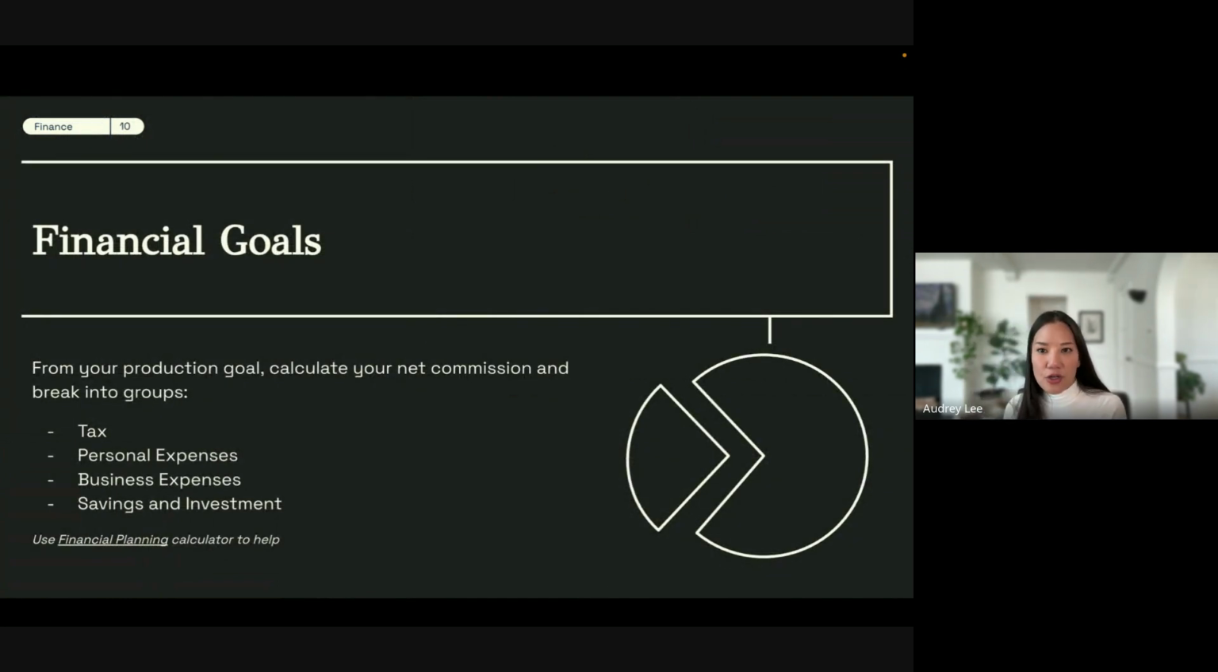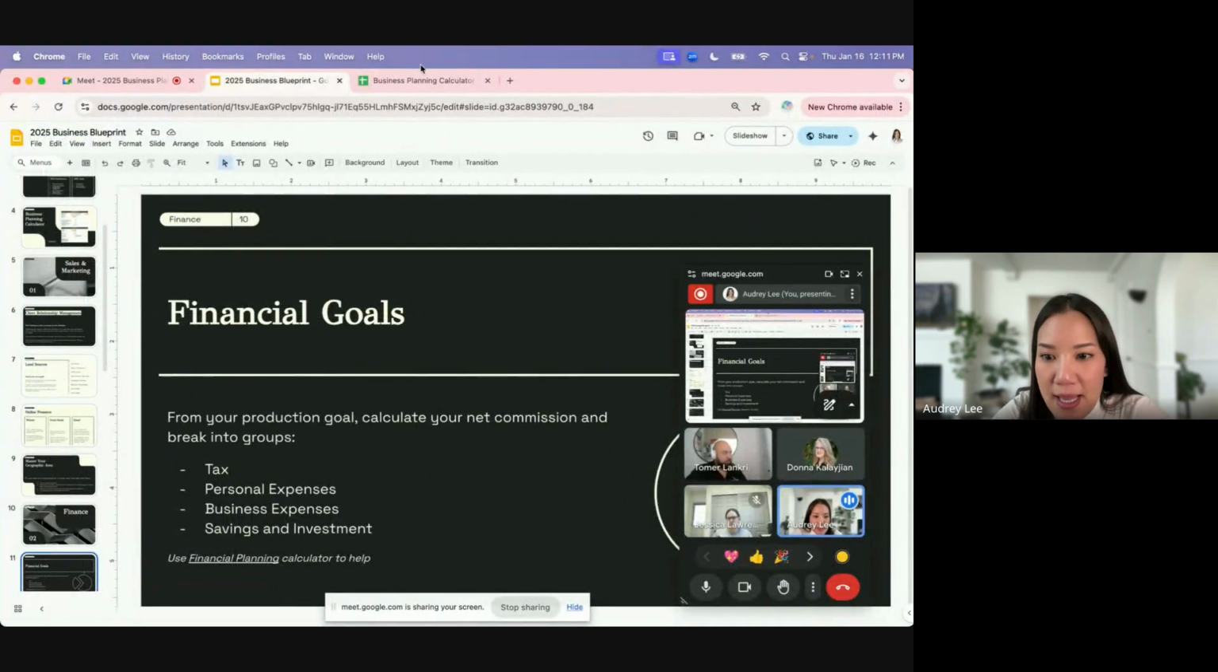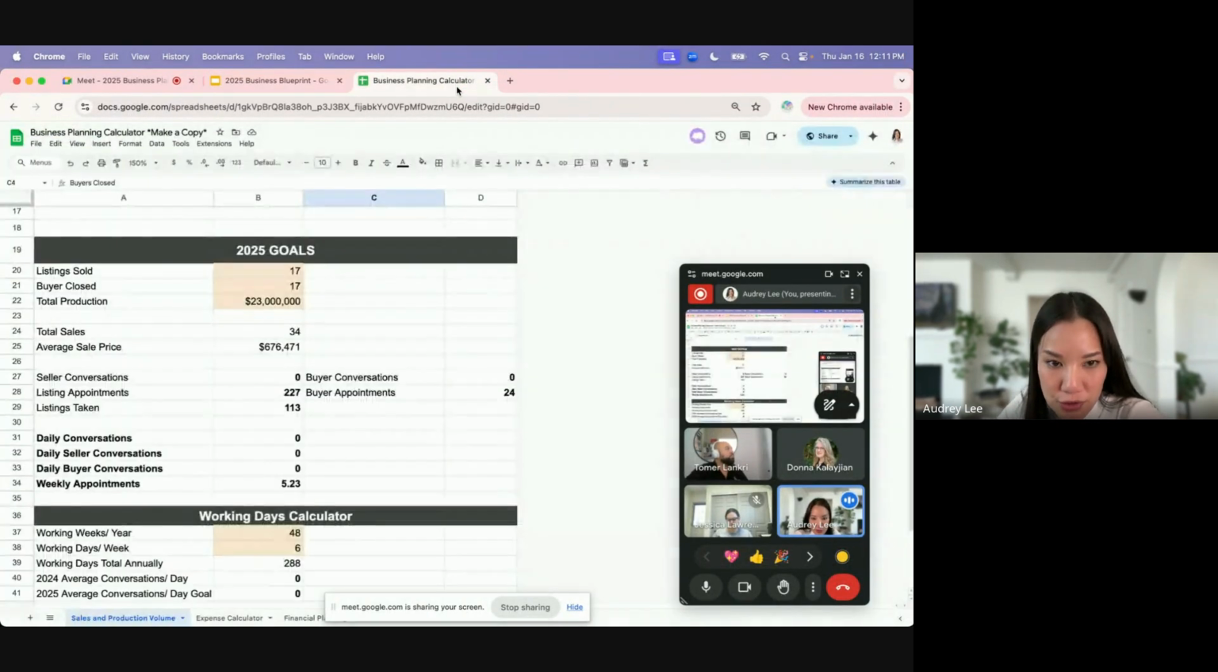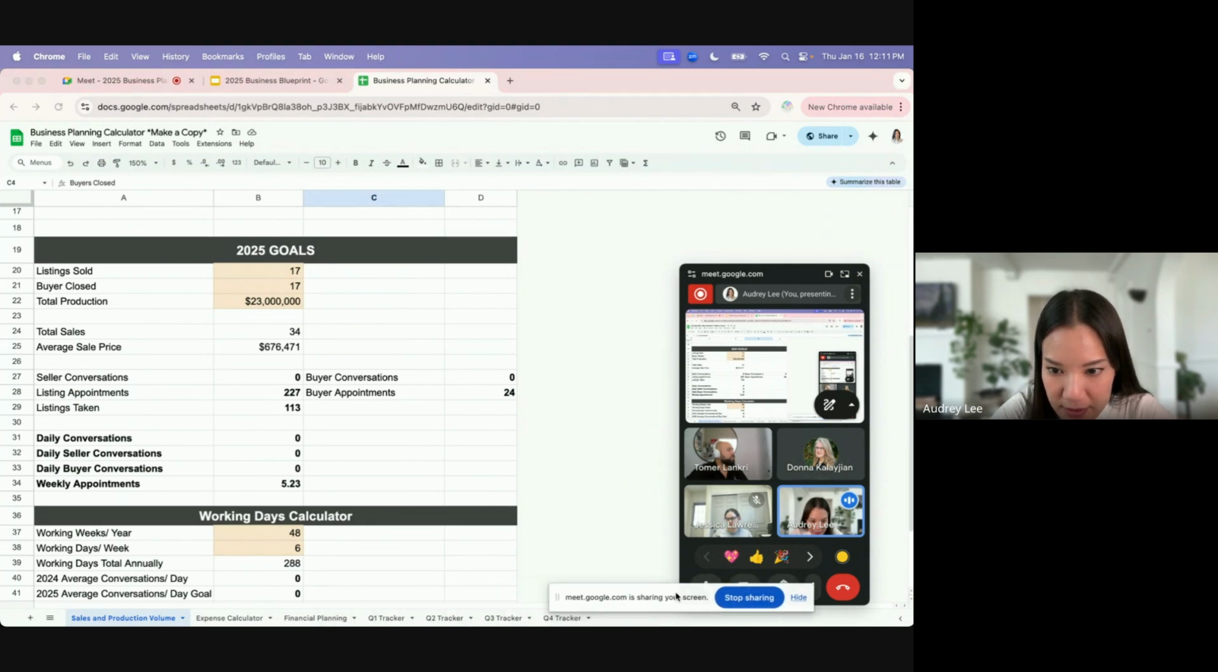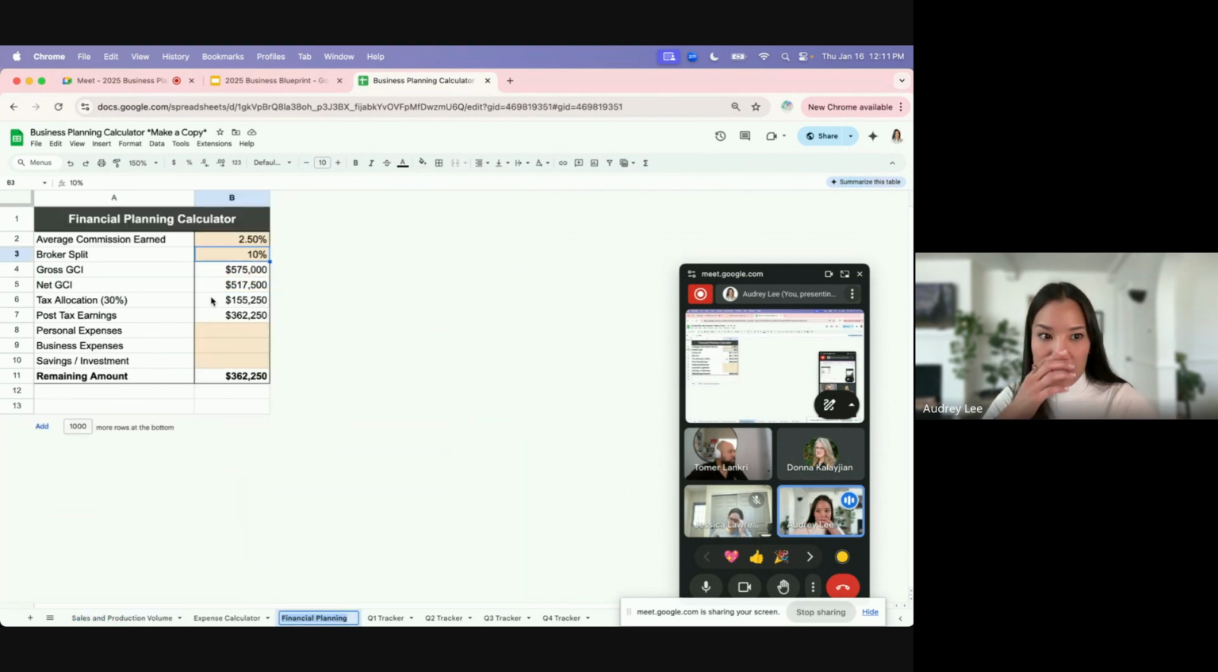and investments. And so if we go back to that calculator, there is a spot for you to plan your finances for the year. So these, again, anything that's highlighted in orange are fields that you can play around with. So this is for Donna, for you, this might be 3% average. And then the broker split, I believe it might be 10%. And then it gives you what that gross GCI is.